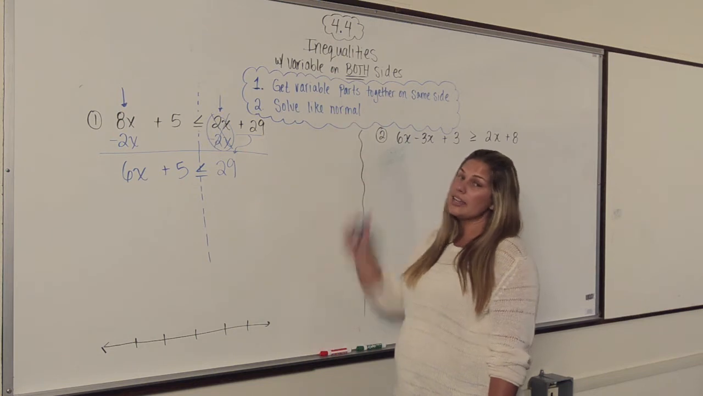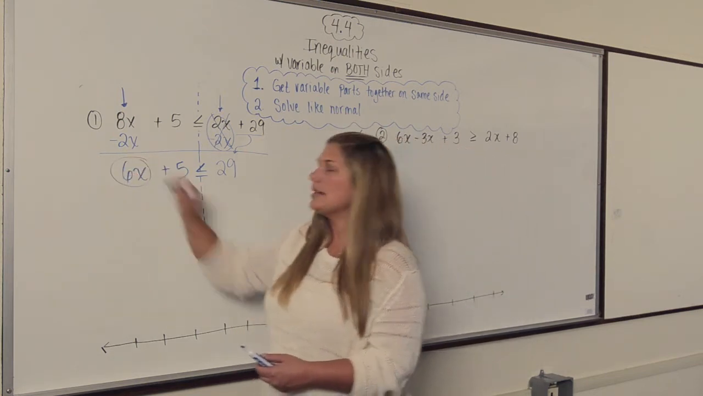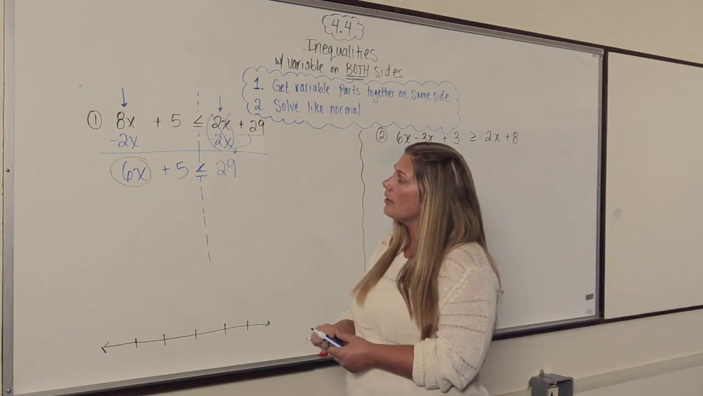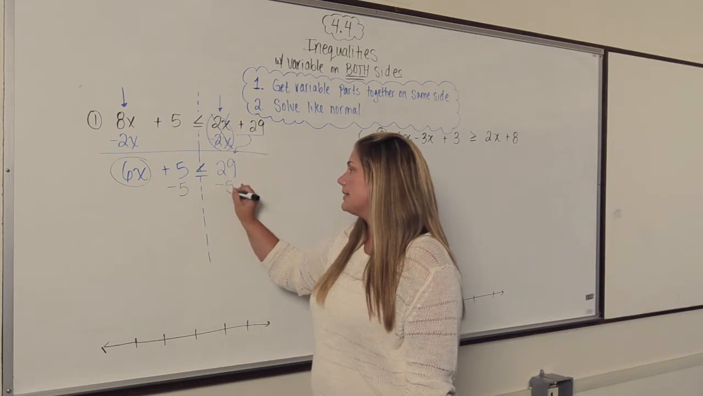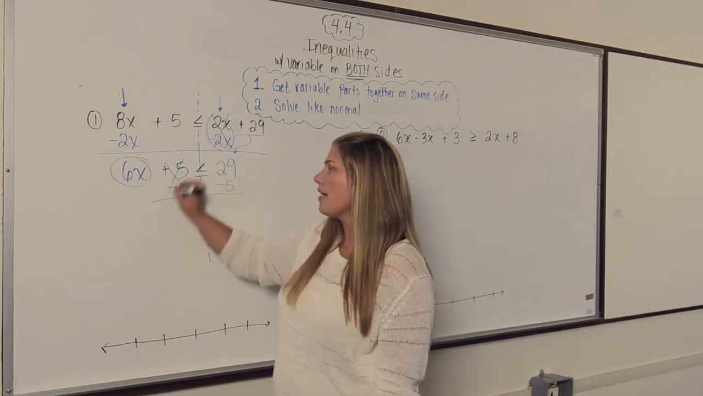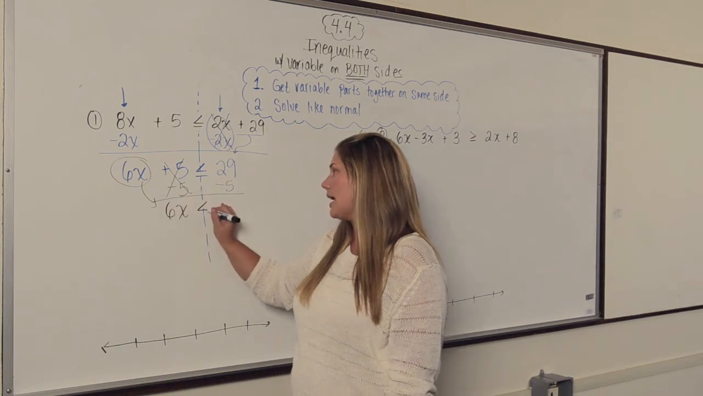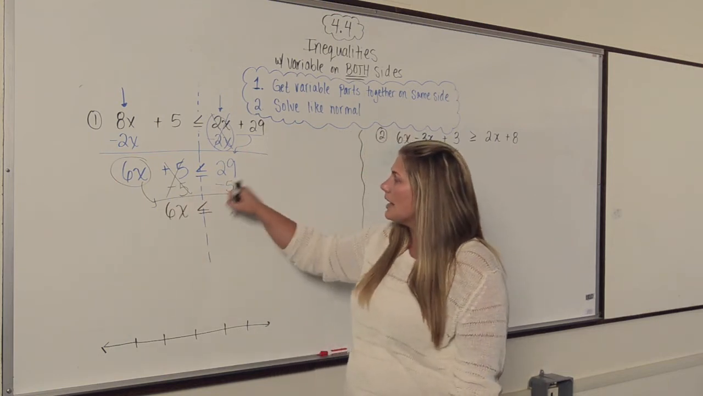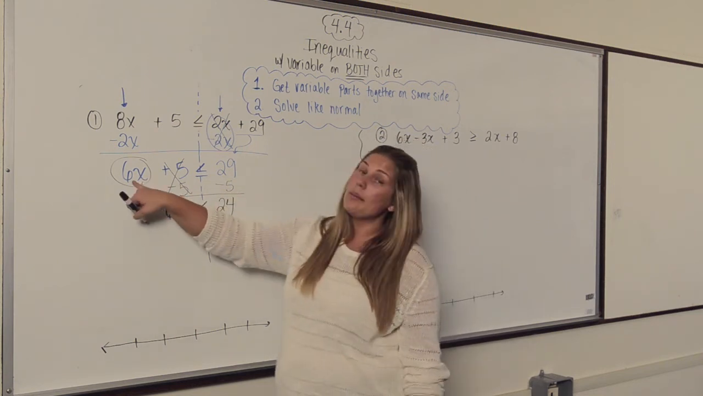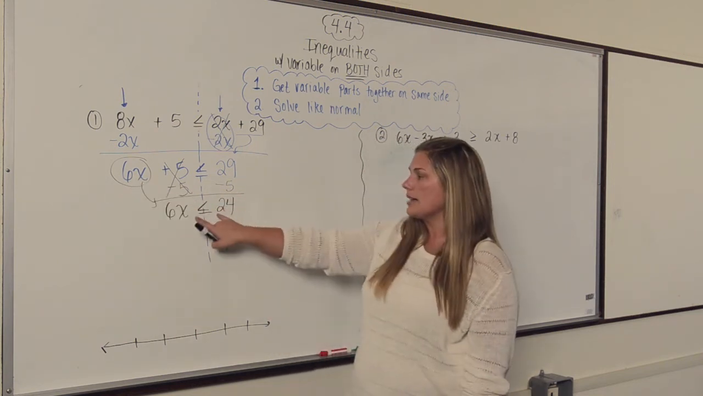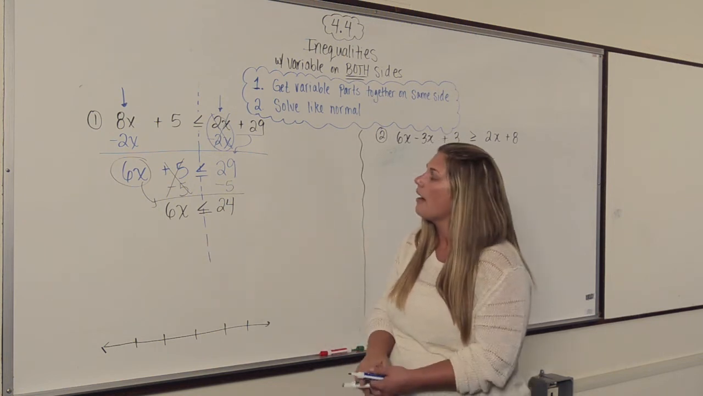Well, now I can just solve it like a normal problem. 6 and x are best friends, so they're going to stay together. So I have to get rid of a positive 5. To get rid of a positive 5, I have to subtract 5. And remember, what I do to one side, I have to do the same thing to the other. So 29 minus 5 is 24. Since my best friend is positive, my sign is just going to stay the same, so I don't have to worry about any of that.